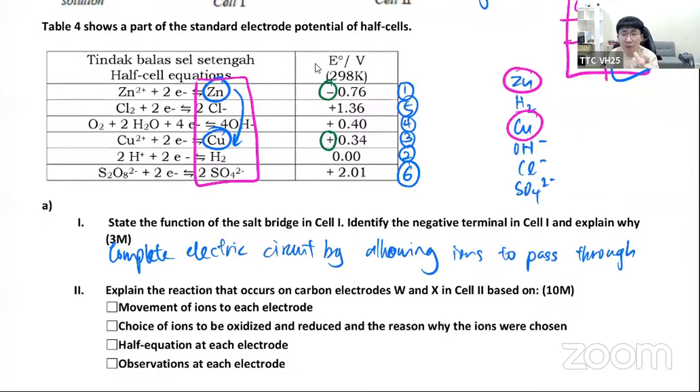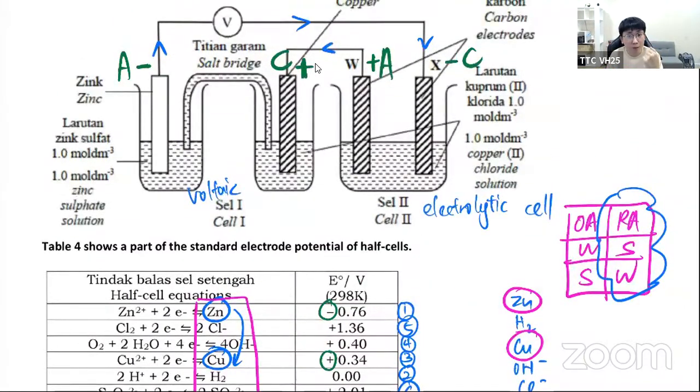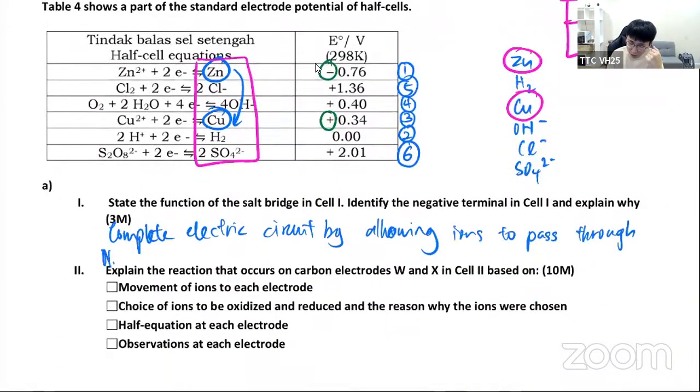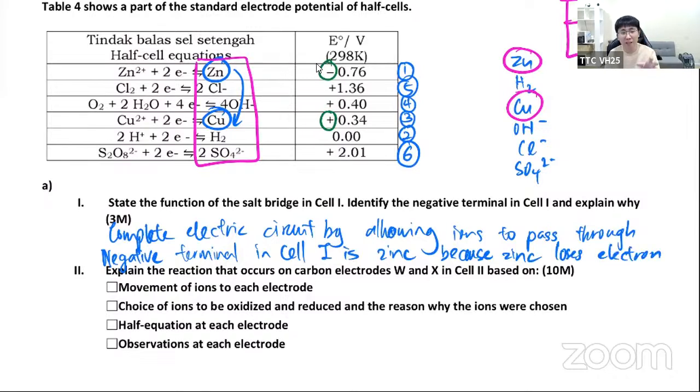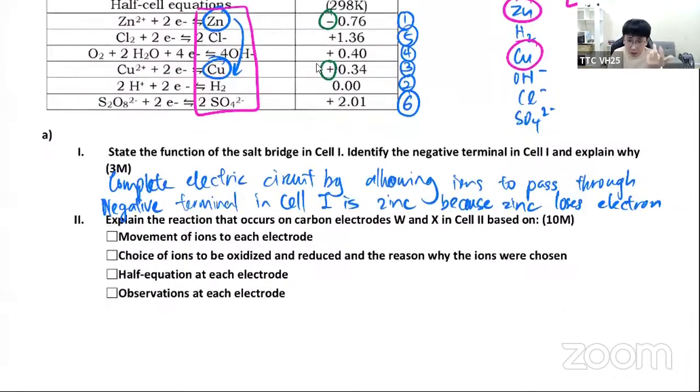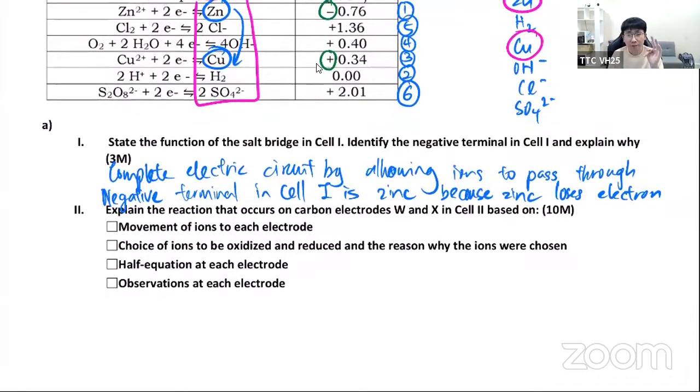Who is the negative terminal in cell 1? The negative terminal in cell 1 is zinc. But they say explain why. It is very simple. You can give multiple answers. You can say what reaction it undergoes, whether it loses or gains electron. So we can say because zinc loses electron. One of the easiest answers is that it loses electron, so it will be the negative terminal for your voltaic cell.